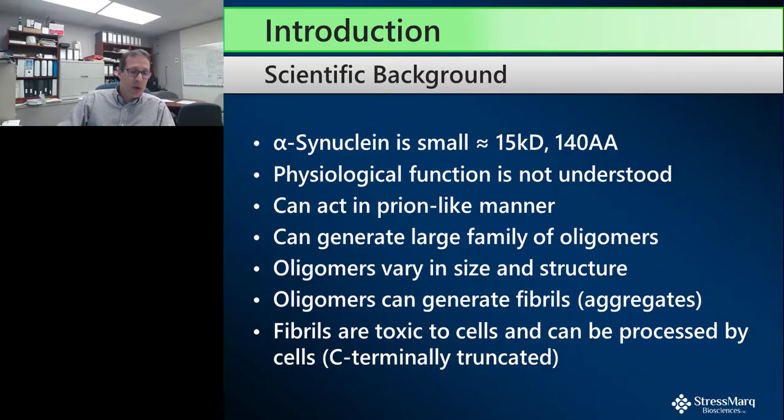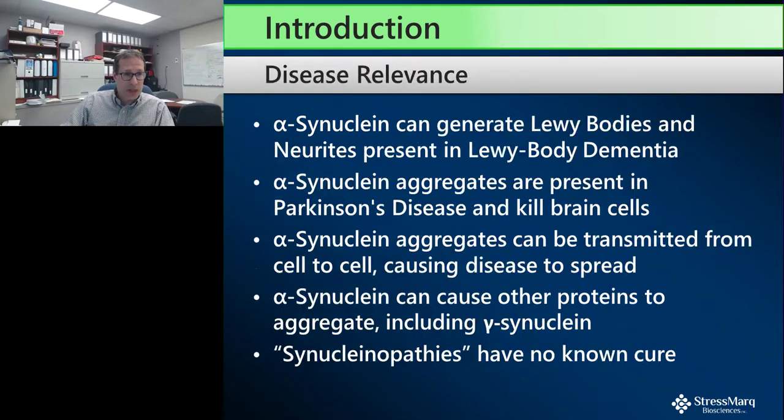Now, alpha-synuclein is a small protein. It's about 15 kilodaltons, 140 amino acids long, and its physiological function is not well understood, but it can act in a prion-like manner, generating a large family of oligomers, which can vary in size and structure, and these can then also go on to form fibrillar constructs, which look a little bit like long strings. The fibrils, as well as oligomers, have been found by a variety of groups around the world to be toxic to cells. And furthermore, the fibrils themselves can be processed, particularly at the C-terminal end, resulting in truncated constructs.